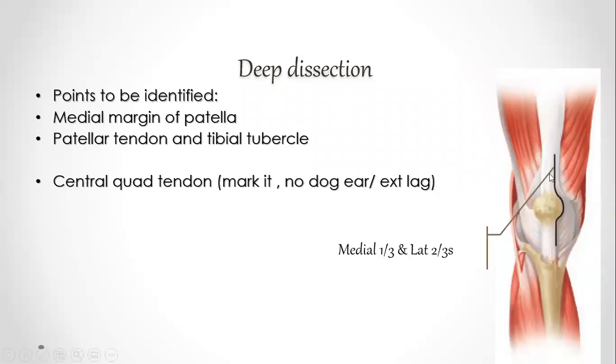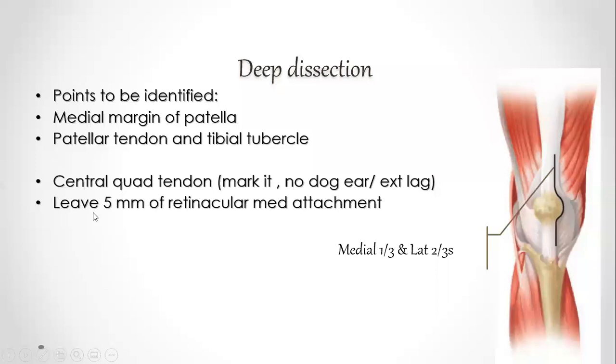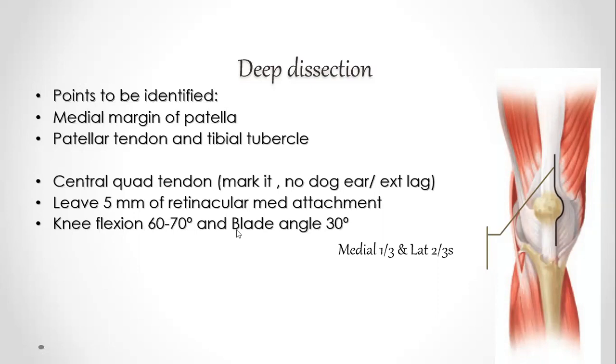As you can see, we will start the incision of the quadriceps tendon between the medial 1/3 and the lateral 2/3 of the tendon. Not in the center, not on the flesh of the vastus medialis. Leave at least 5 millimeters of the retinacular when you are going down, and the medial attachment with that of the patella, in order to suture it again after you close it.